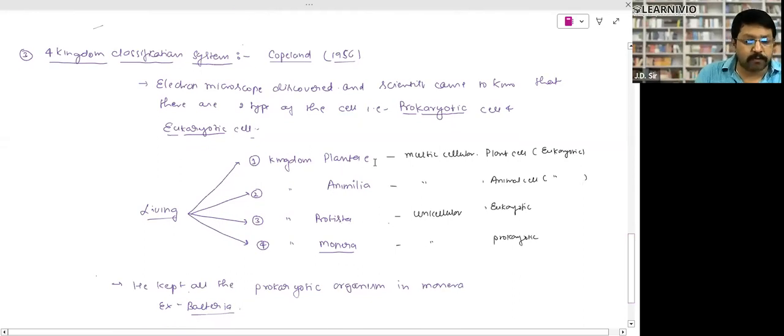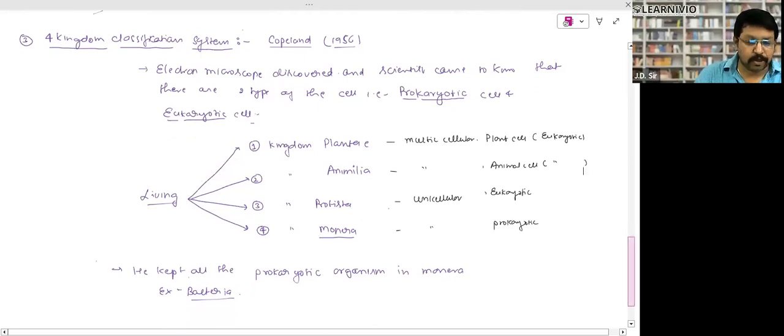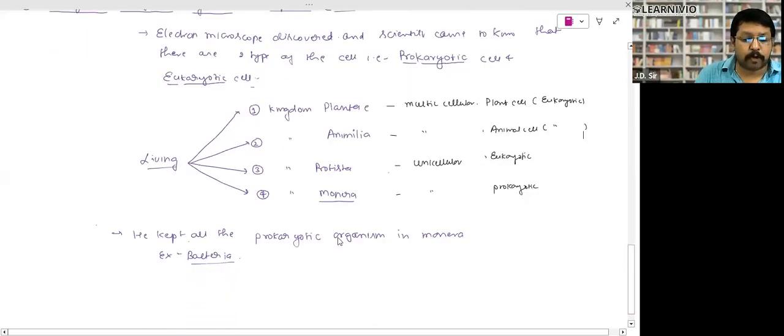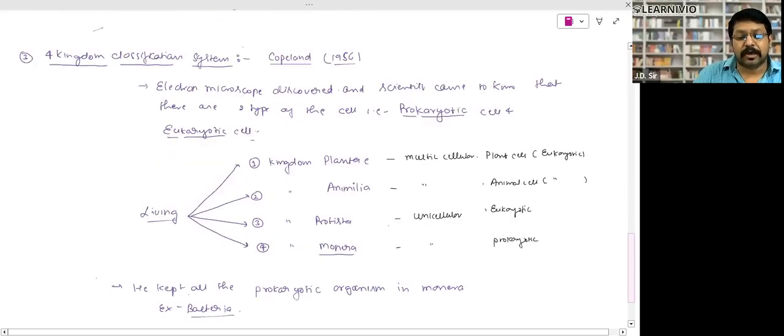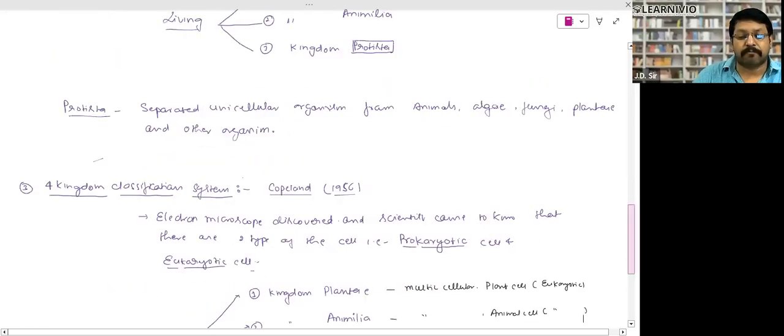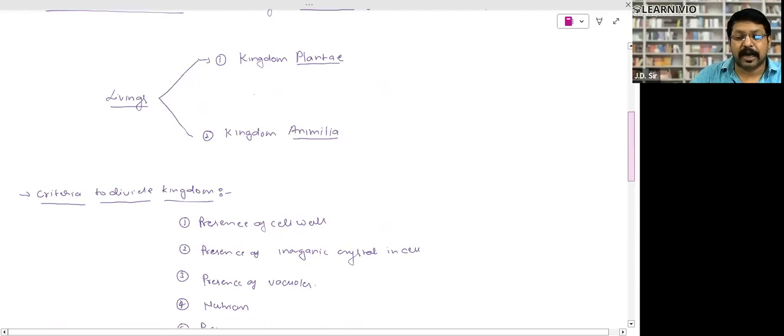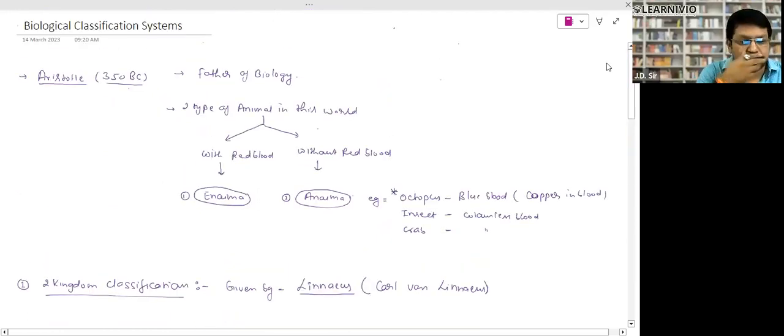He created a new kingdom for all these prokaryotic organisms. Kingdom Plantae was already there, Animalia was already there, Protista was already there. Copeland created a 4th kingdom, Monera, where he kept all unicellular prokaryotic organisms like bacteria. So this was the classification system from 2 kingdom, 3 kingdom, 4 kingdom, and then we will start with the 5 kingdom classification.